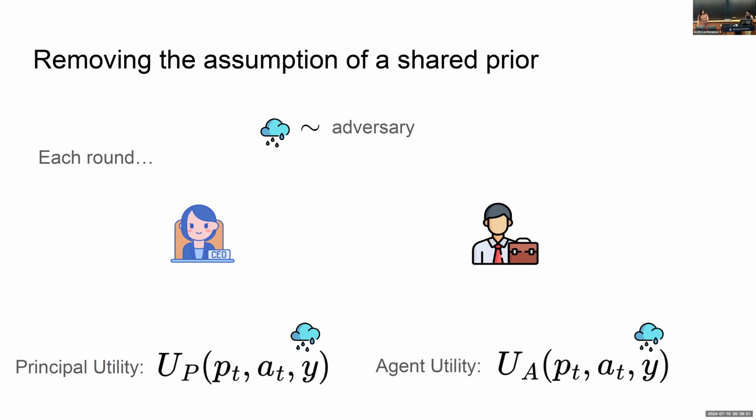So what is the principal going to commit to? They no longer have a prior, but maybe they still have a forecast. In this work, we're going to think about what you can do with a calibrated forecast, even if you don't have a prior. Instead of committing to an algorithm that maps from histories of play to policies at each round, the principal is going to commit to a choice rule that maps forecasts at each round to policies.